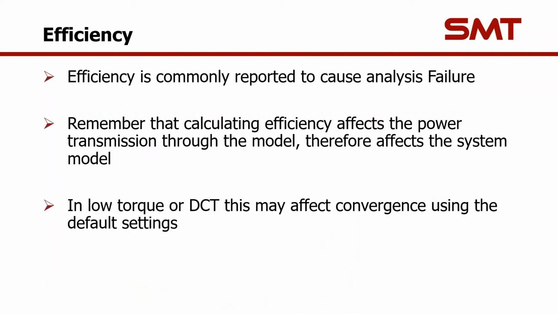So the first thing I've already mentioned briefly is that efficiency will have an effect on the system model in terms of drag, and it will change the torque that's going through the system. So it's not just a calculation that's being performed here, it's a whole new addition to the analysis. And sometimes this can tip models just over the edge to non-convergence or failure. So we can definitely look back using some of the tools that we've had to see how the efficiency is affecting the model. Like say in low torque and dual clutch transmissions, you might have to have a look at the default settings.